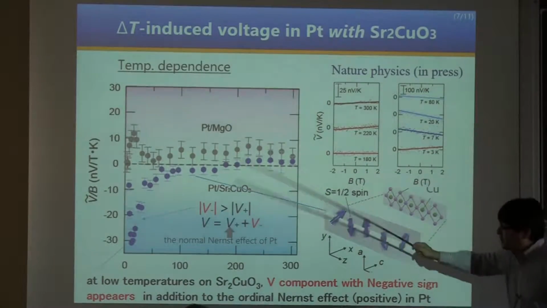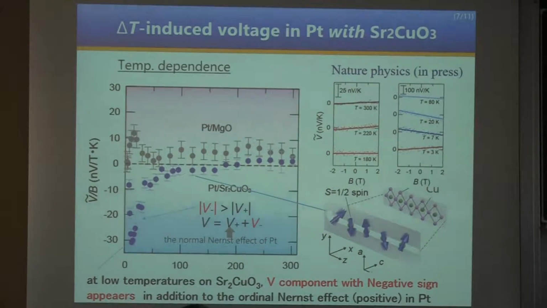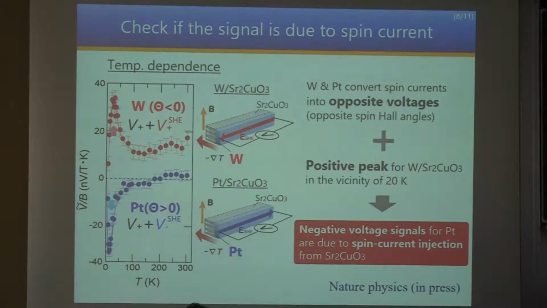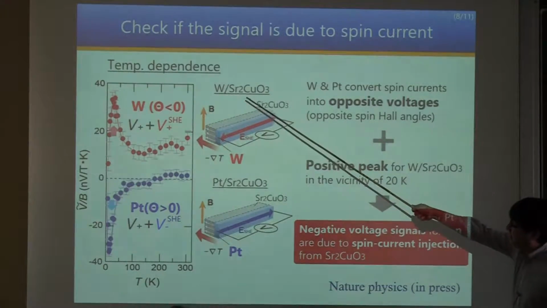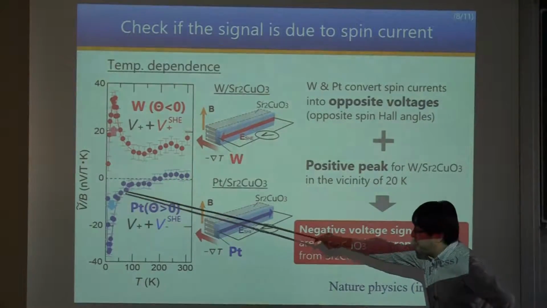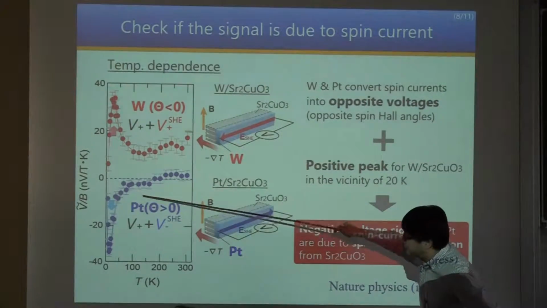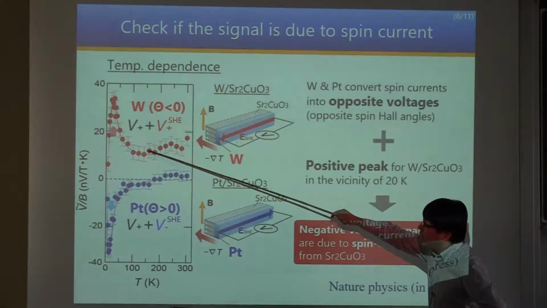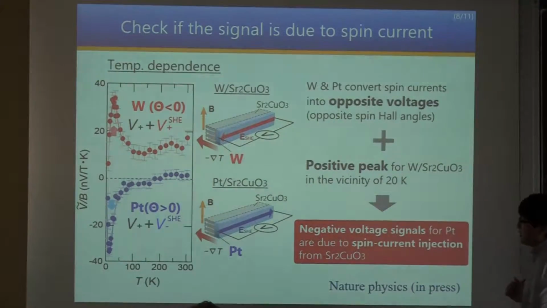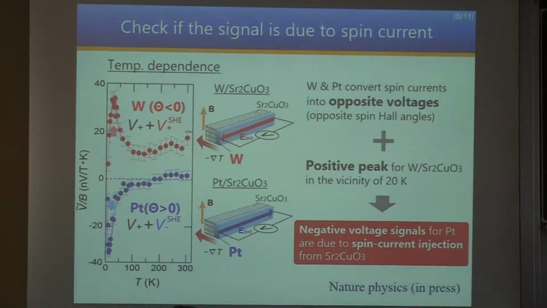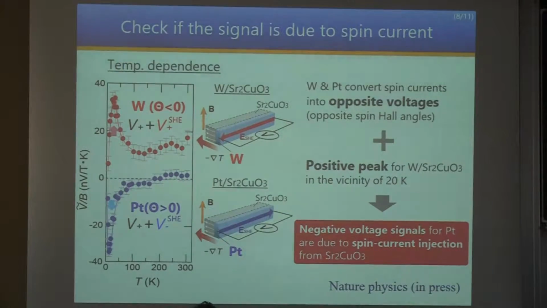platinum. So this is consistent with the spinon spin Seebeck effect prediction. In fact, this signal is a spin Seebeck effect because when we replace this platinum layer with tungsten, the sign of this voltage is reversed like this. So this shows that this voltage is due to the spin current.